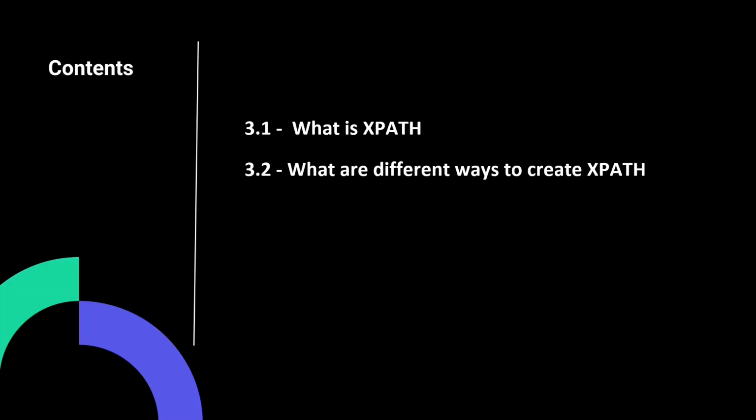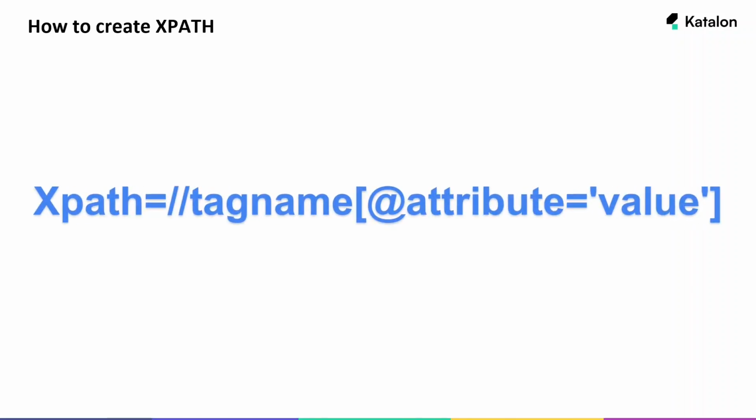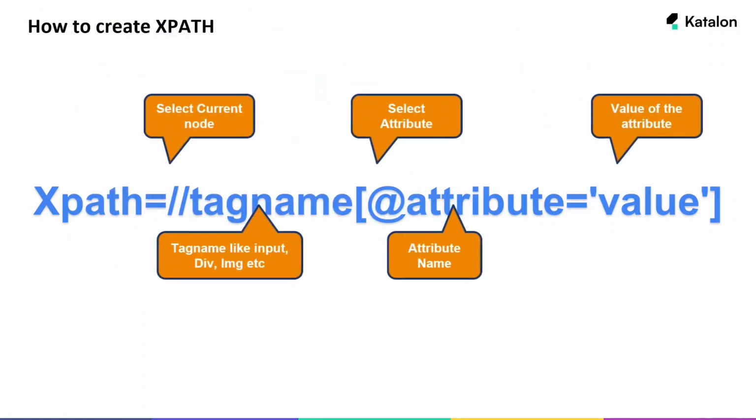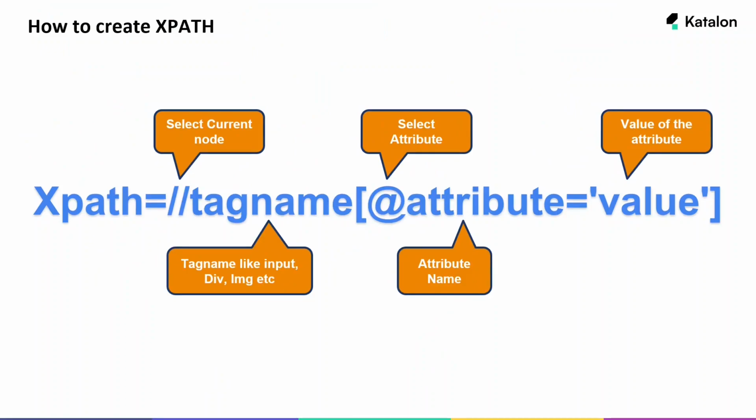So this brings us to the end of section 2 in chapter 3. This is section 3 of chapter 3. You will learn how to create XPath by using different methods and different locators. As I told you earlier, the XPath syntax is double forward slash, tag name, open square brackets, @ attribute equal to the attribute value, and closed square brackets.